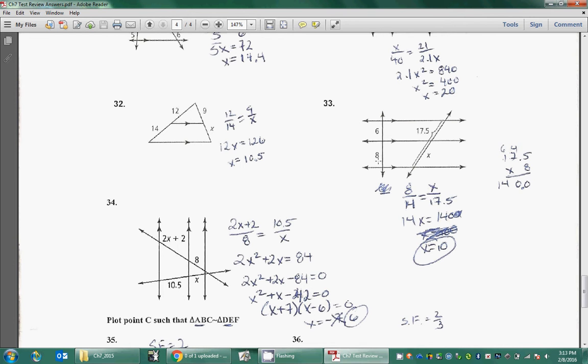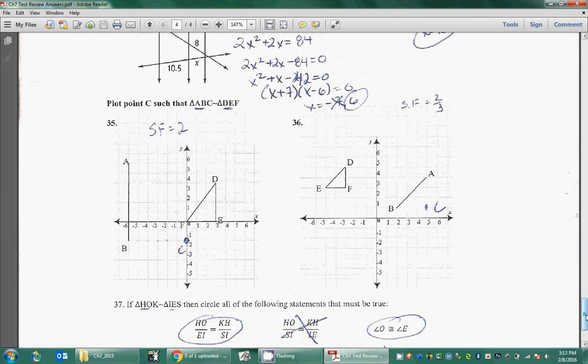So 8, which is the part over the whole, is going to equal x over the whole. So 8 over 14 equals x over 17.5. Cross multiply. Got 14x equals 140. Divide by 14, I get x of 10.